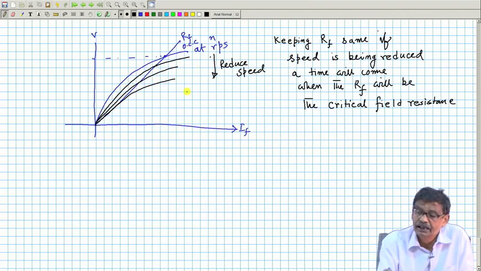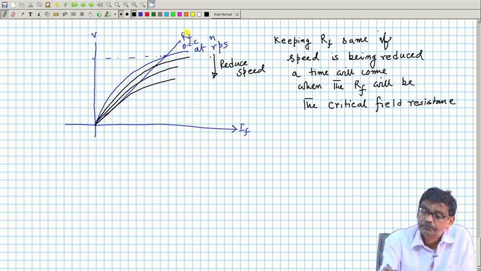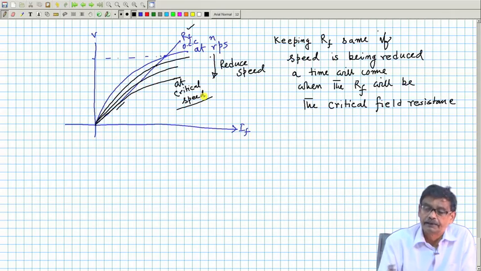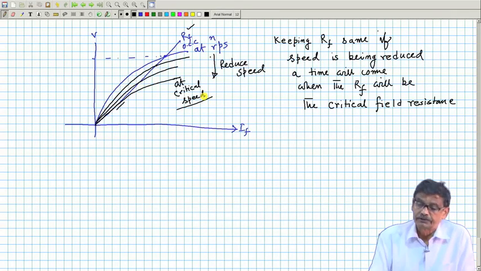What I am simply doing? I am reducing speed. Present RF is constant. A time will come when this value of RF will be tangential to an OCC, and the speed, because for each OCC I must mention speed. So, this is OCC, we say at critical speed. I think you have got the idea. So, this is what I wanted to tell.